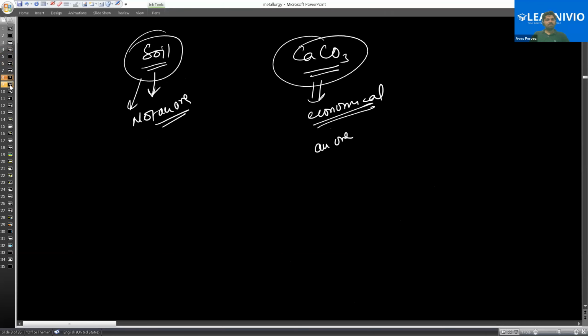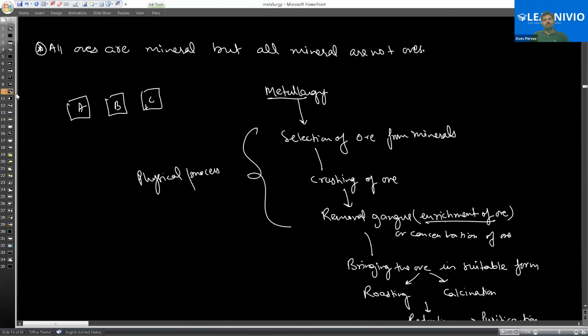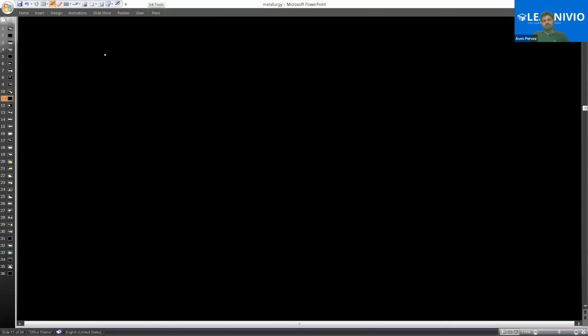Now, moving to the next point: all ores are minerals, but all minerals are not ores. But I want to ask you one thing. We have decided the ores and how the metals are being extracted. So first of all, when we are extracting the metals, we select the ore from the minerals, right?